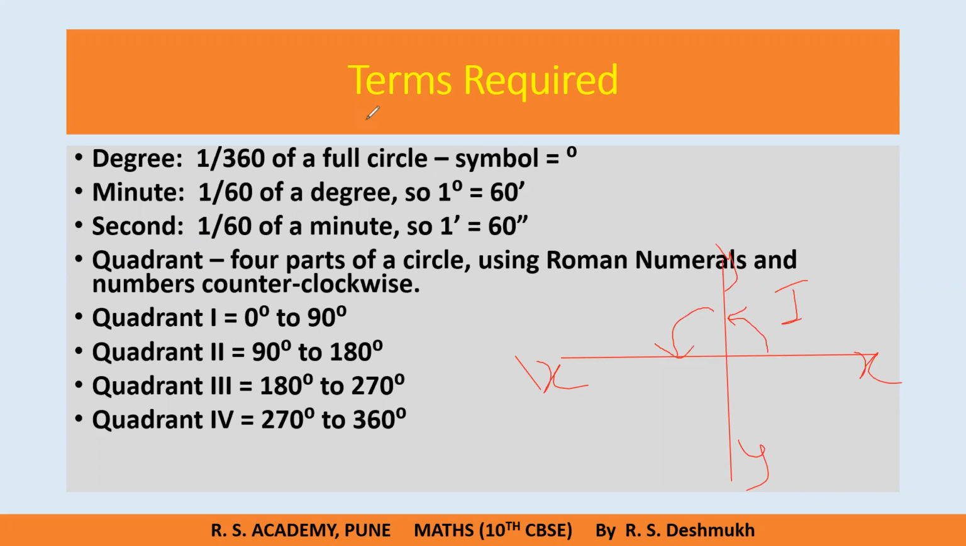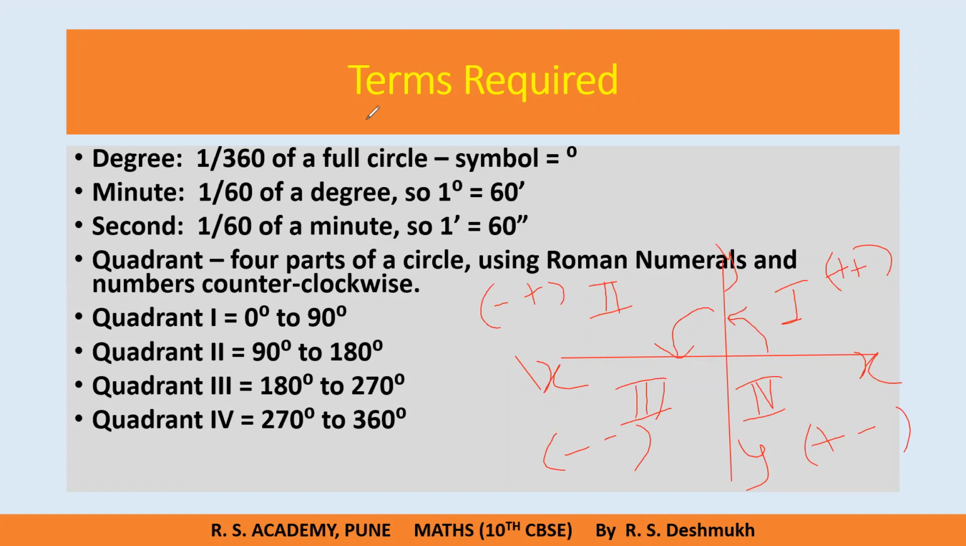90 to 180, I am measuring the angle anti-clockwise from the x-axis, is the second quadrant. 180 to 270 is the third quadrant, and the last one is the fourth quadrant. Why am I going for this? Because you should know one more thing: in the first quadrant both are plus. In the second quadrant x is minus and y is plus. In the third quadrant both are negative, whereas in the last quadrant x is positive and y is negative.